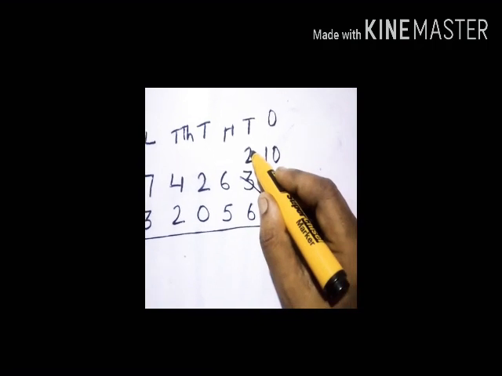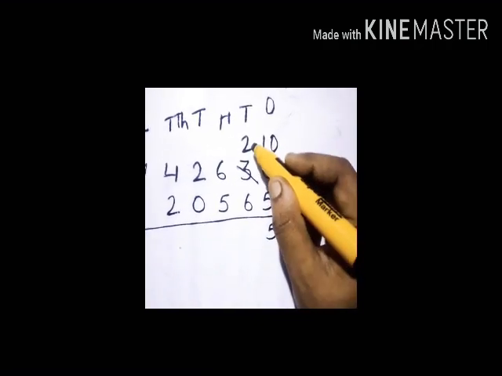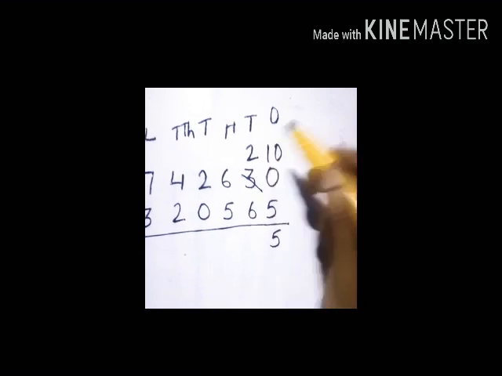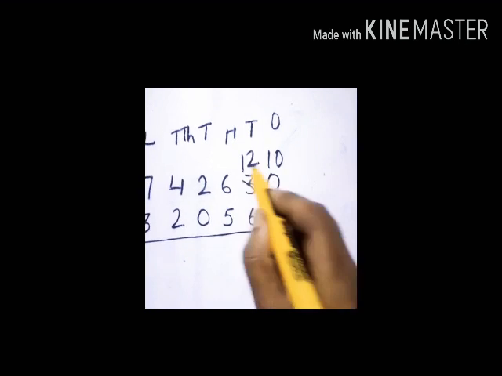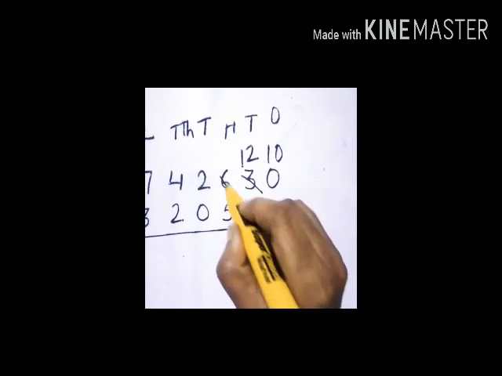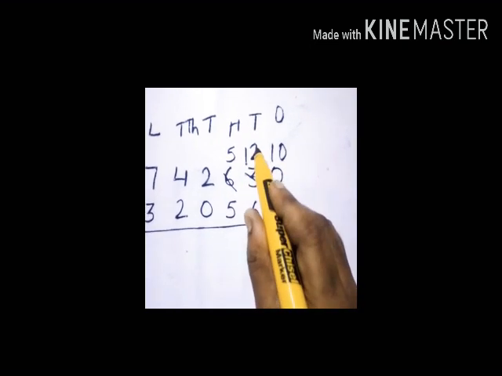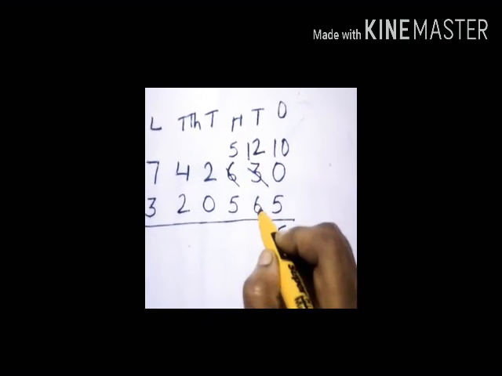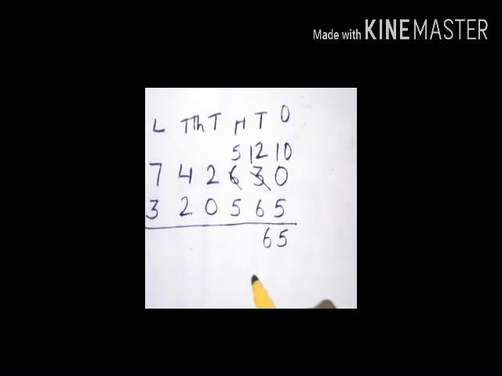Then can you subtract 6 from 2? No, it's not possible. So you have to borrow 1 from the hundreds place digit. Then you get 12 here, and what remains here? 5. Now from 12 you can subtract 6. How many will you get? 6. So write 6 here.